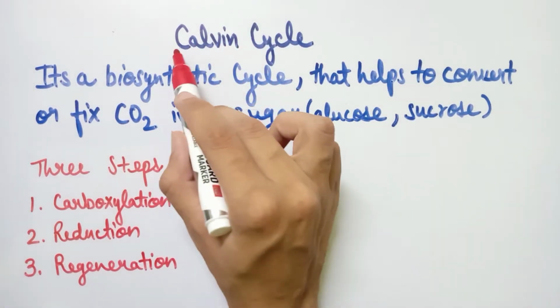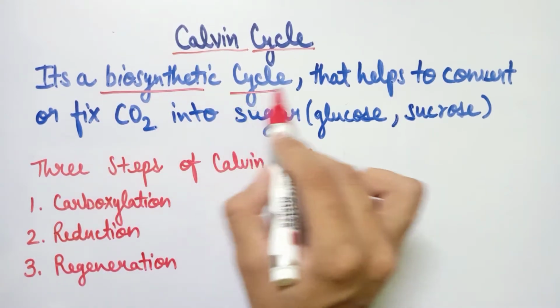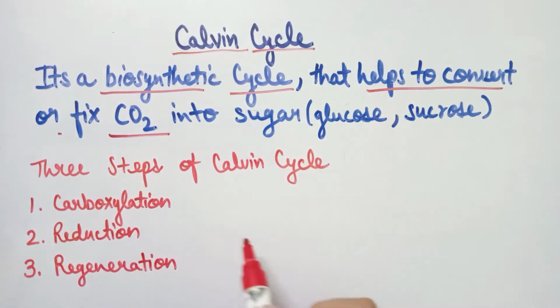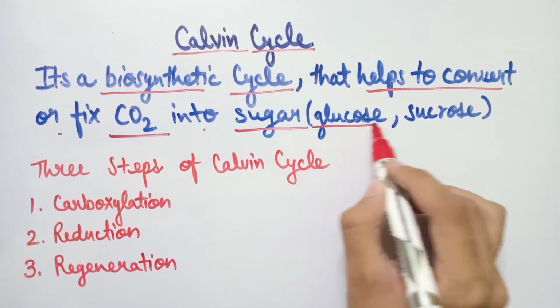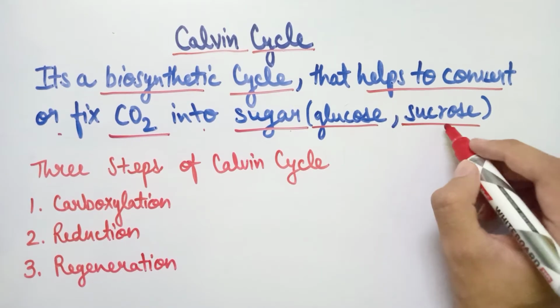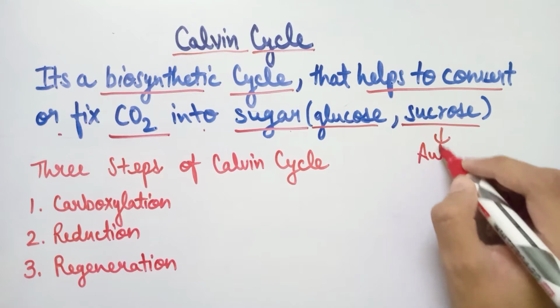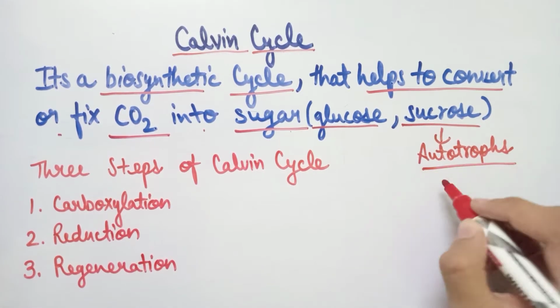Today we will study about the Calvin cycle. The Calvin cycle is basically a biosynthetic cycle that helps to convert or fix carbon dioxide into sugar. And this sugar is in the form of glucose or sucrose. And this sugar is basically used by the autotrophs, meaning the photosynthetic plants and photosynthetic bacteria, to grow.